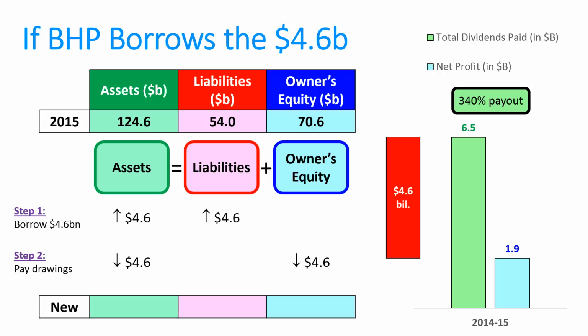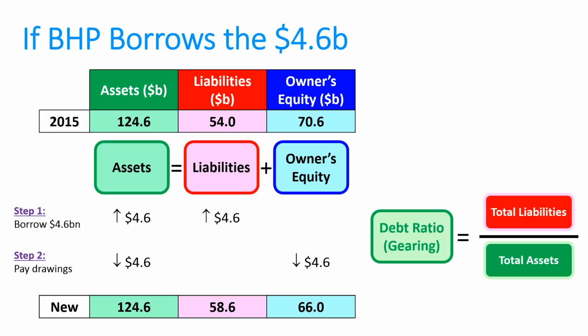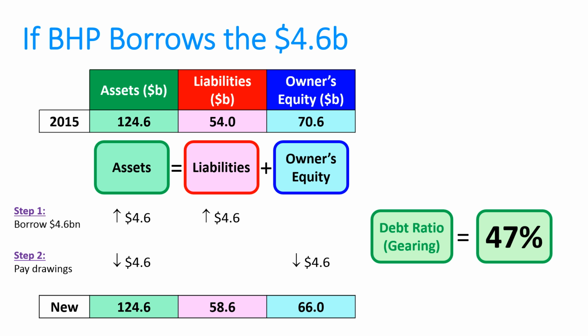So let's add those numbers up now and figure out the new accounting equation. So if we did that, assets would stay the same. They went up and down by 4.6 billion, so that stays at 124.6. Liabilities go up to 58.6, and owner's equity goes down to 66. So let's get that as a ratio. So we'll plug those new numbers into our gearing ratio. We get $58.6 billion of liabilities, 124.6 billion of assets. That's going to be a debt ratio of 47%. So that's going to go up from 43 to 47, and that's about as high as it's ever been in the last 5 years. So this wouldn't really be a good idea from a debt perspective.